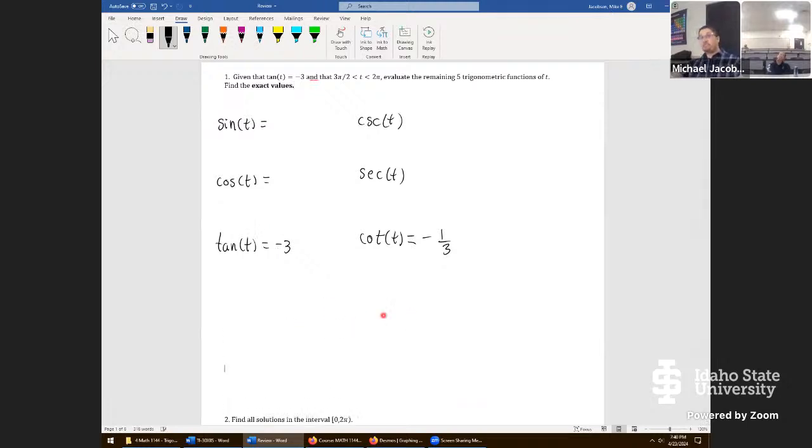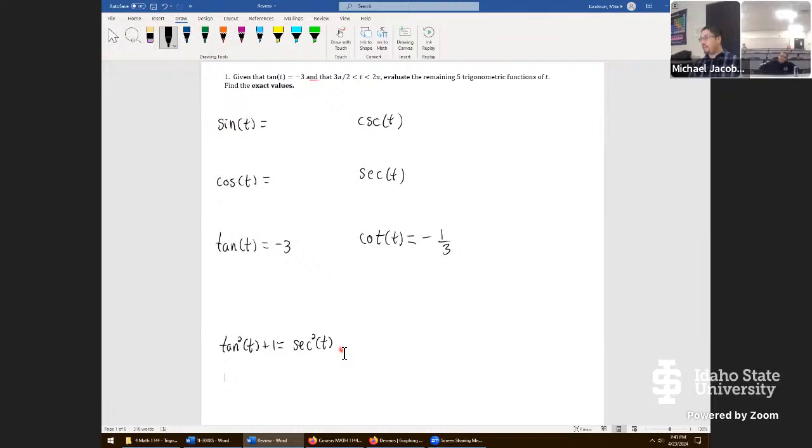To get those remaining 4, you have options, and I'll leave it up to the class which way you'd like to pursue. We have information on tangent, so you might use tangent squared of t plus 1 equals secant squared of t, or you might use the right triangle trigonometry approach. Completely up to you on this kind of problem. Anyone have one strong preference over the other? Pythagorean identity or right triangles?